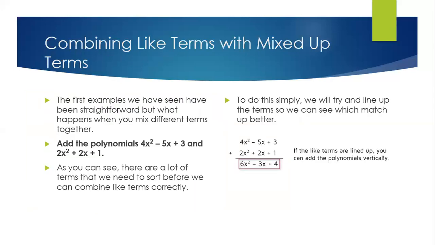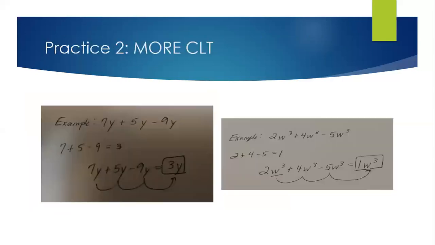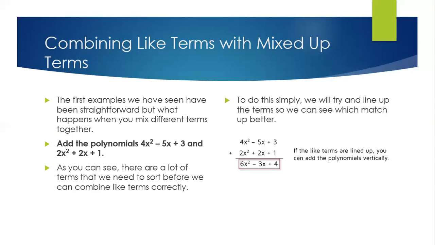Now let's say that we have things that are mixed up. So before we had 7y, 5y, and 9y. Everything has a y on it. Okay, cool. Let's say we have w to the 3, w to the 3, w to the 3. Everything's w to the 3. Cool, got it. Simple. All right, everything kind of the same, and all we have are like terms. What happens when we have not just like terms, but like terms and unlike terms, and we're trying to put things together like that?